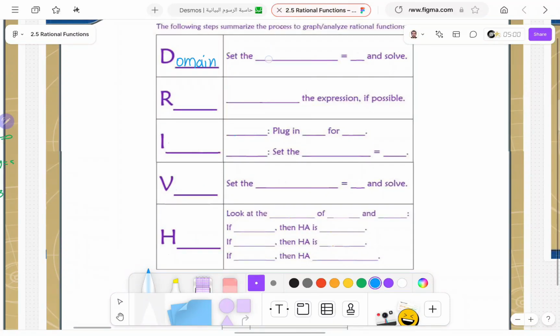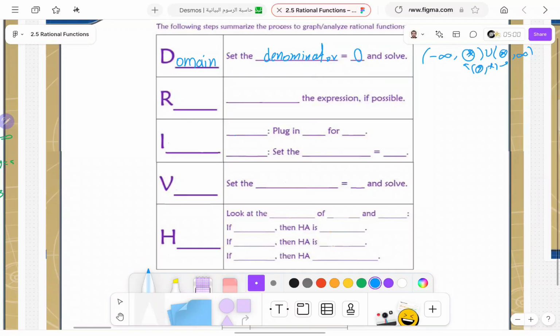You need to set the denominator equal to 0, then you solve and find the excluded value. So the domain will be from negative infinity to the excluded value, union with the excluded value to positive infinity. Or sometimes there is a point here, then you complete the domain.